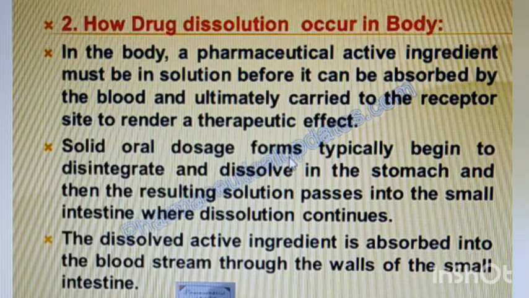How does drug dissolution occur in the body? In the body, pharmaceutical active ingredients must be in solution before they can be absorbed by the blood and ultimately carried to the receptor site to render a therapeutic effect. Solid oral dosage forms typically begin to disintegrate and dissolve in the stomach, and the resulting solution passes into the small intestine where dissolution continues. The dissolved active ingredient is absorbed into the bloodstream through the walls of the small intestine.